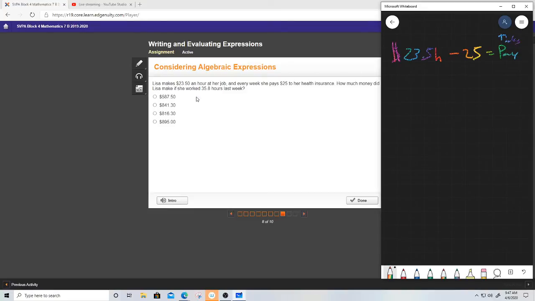All right, now how many hours did she work? She works 35.8. So we want to rewrite this equation as 23.5 times how many hours? She worked 35.8. And then we have to take away her $25. So then we have to figure out what this 23.5 times 35.8 is. I think I'm taking too long with this. Let's see, 35.8 times 23.5. I said something about this earlier, right? Doing these long multiplication division problems.